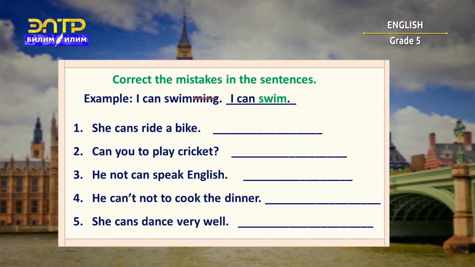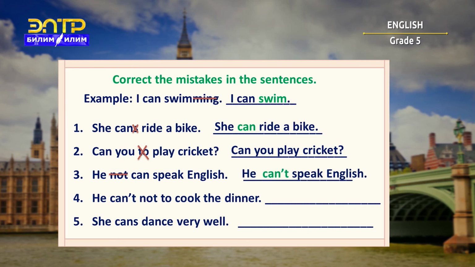All right, kids, your time is up. Let's check your answers. 1. She can ride a bike. 2. Can you play cricket? 3. He can't speak English. 4. He can't cook the dinner. 5. She can dance very well.